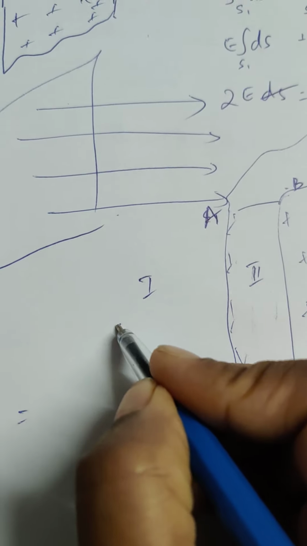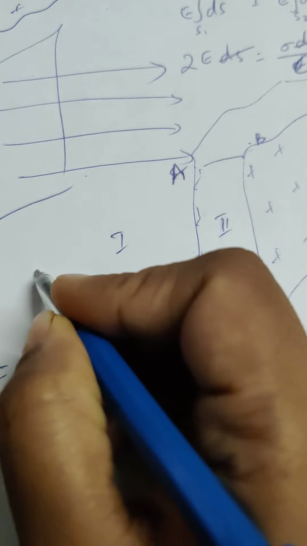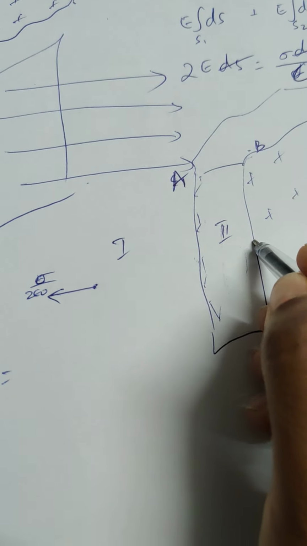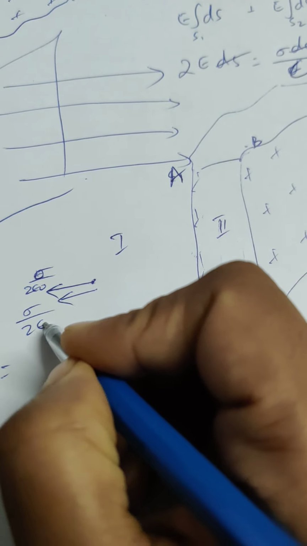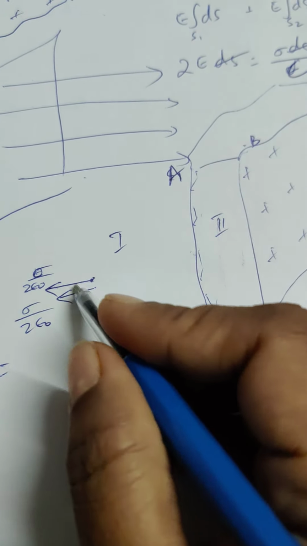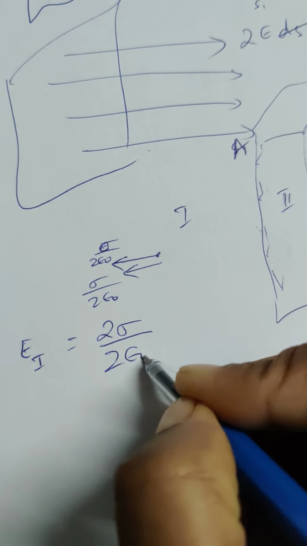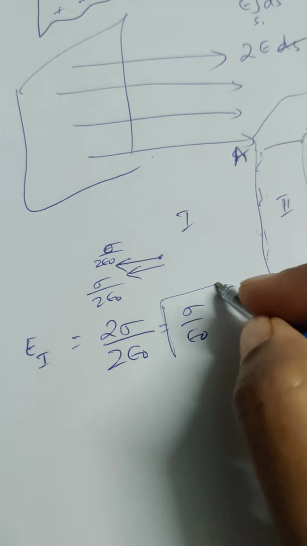The electric field in this region due to the first sheet will be away, sigma by 2 epsilon naught, and due to this also it will be away only, so sigma by 2 epsilon naught. They both will be added, so E1 will be 2 sigma by 2 epsilon naught, which is sigma by epsilon naught. This is the expression.